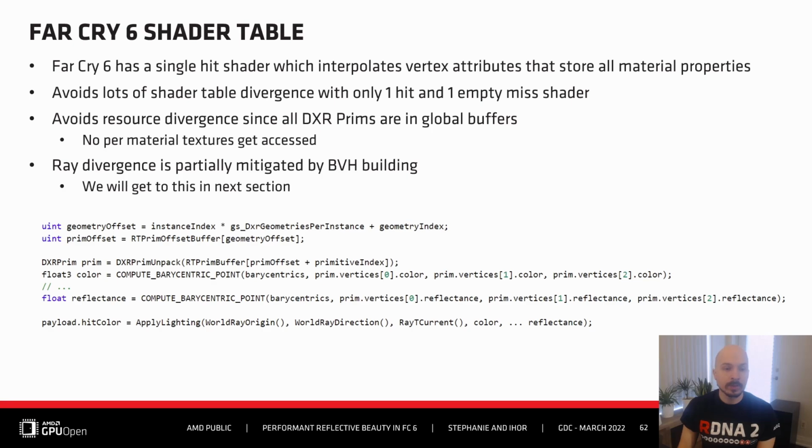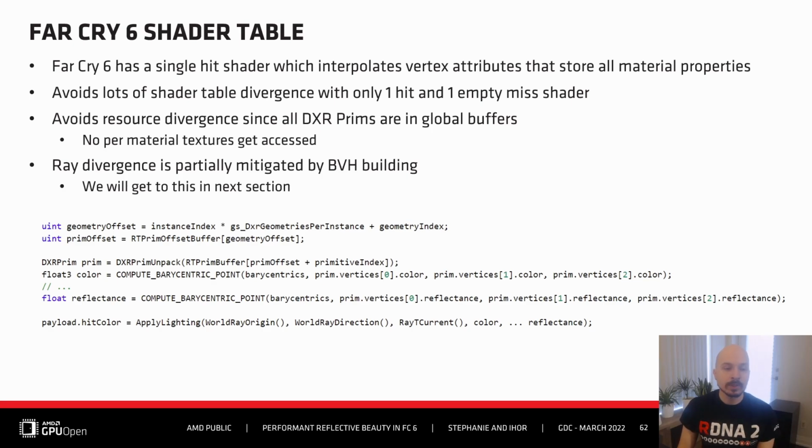We avoid shader table divergence because we only ever have one hit shader. And again, because the miss shader is empty, even if we run into a case where some threads miss and some threads hit, we only ever pay the cost for the hit because the miss is empty, so there's no extra latency that gets added for it. We avoid resource divergence because all of our DXR primitives are stored in global buffers. We don't try to load different resources for different rays. Instead, what we do is we calculate different offsets based off of the geometry we happen to hit, but we're only ever issuing buffer reads to the same resources for all threads.